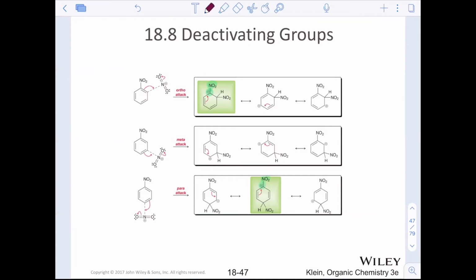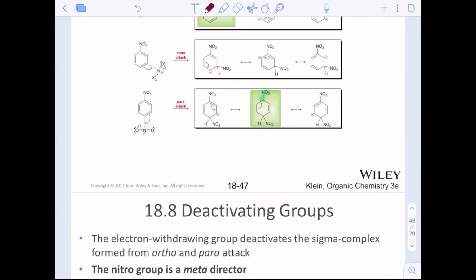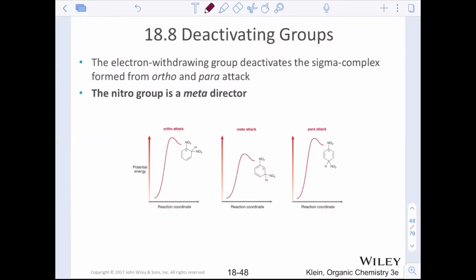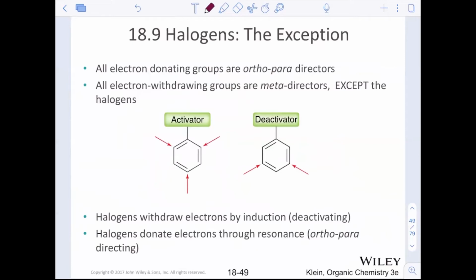We only want that carbocation adjacent to our substituent when it actually is a donating group, not a withdrawing group. So the electron withdrawing group deactivates the sigma complex formed from the ortho and the para attack. So we do see that the meta reaction coordinate diagram has a lower in energy sigma complex. Overall, electron donating groups are ortho-para directors. Electron withdrawing groups are meta directors, except there's always one exception, right?